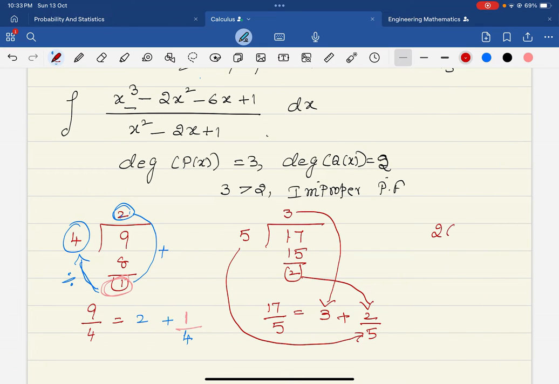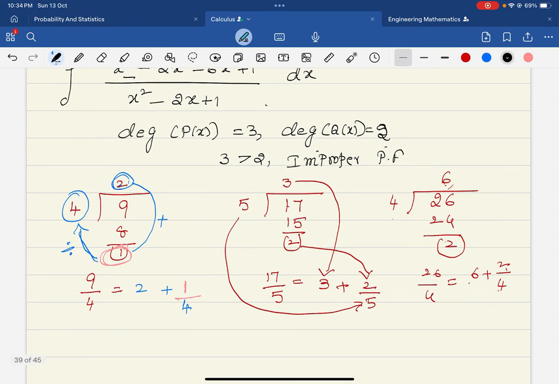Let us have one more, 26. When I divide by, let us say, 4, then 4 6s are 24. The remainder is 2. So 26 by 4 can be rewritten as 6 plus 2 over 4. I hope it's clear. So like this we will write. So this is called the quotient. Quotient plus the remainder by the divisor. That is the way to write down the fractions.